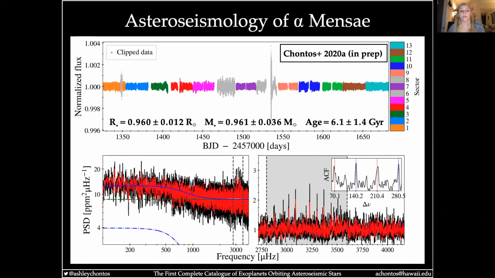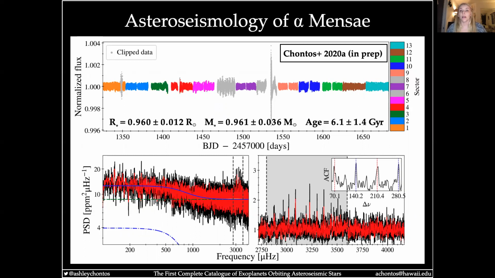On the top, I'm showing the normalized light curve, which is colored by individual sector, and the asteroseismic detection for alpha Men is shown in the bottom 2 plots in log-log space on the left and then in linear space on the right. I've delineated the region of power excess due to oscillations, which you can see more clearly zoomed in on the right. Because of the pattern, or this regular spacing, of solar-like oscillations, the autocorrelation is a quite useful tool to quantitatively confirm solar-like oscillations, which I'm also showing on the inset on the right.